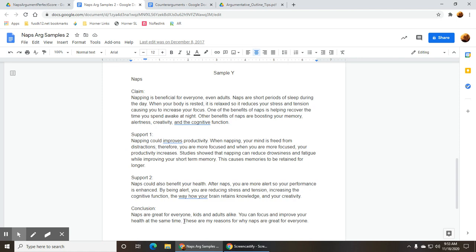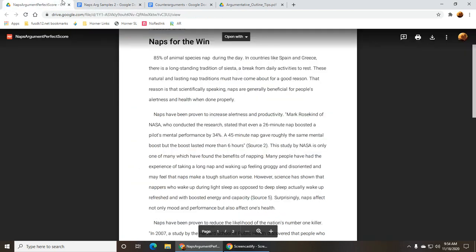This is not a statement of broader significance. It's not a call to action. It's not something that's going to leave people with something to think about. So this could certainly be improved. We're going to look at this second one.